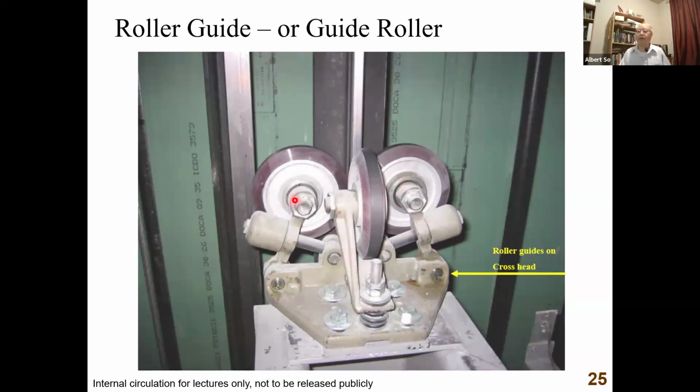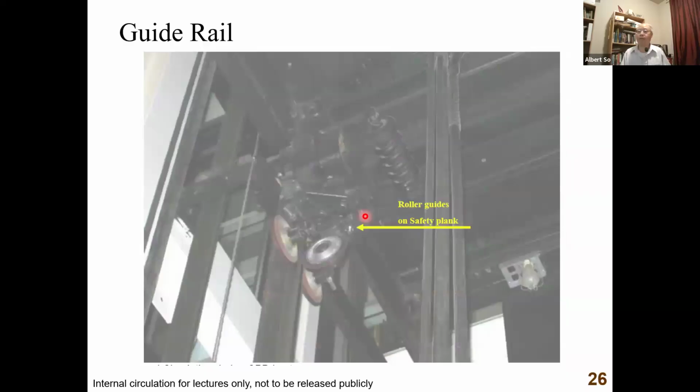Okay, so you can see the guide roller here. So two sets of guide rollers, one top and one bottom on one side, and two sets of guide rollers on another side. Now this is the guide rollers at the bottom of the lift car, right?